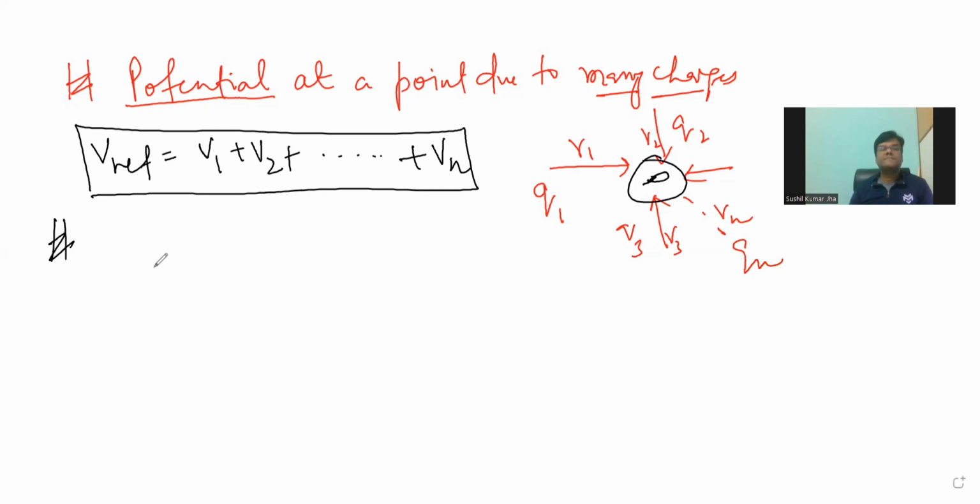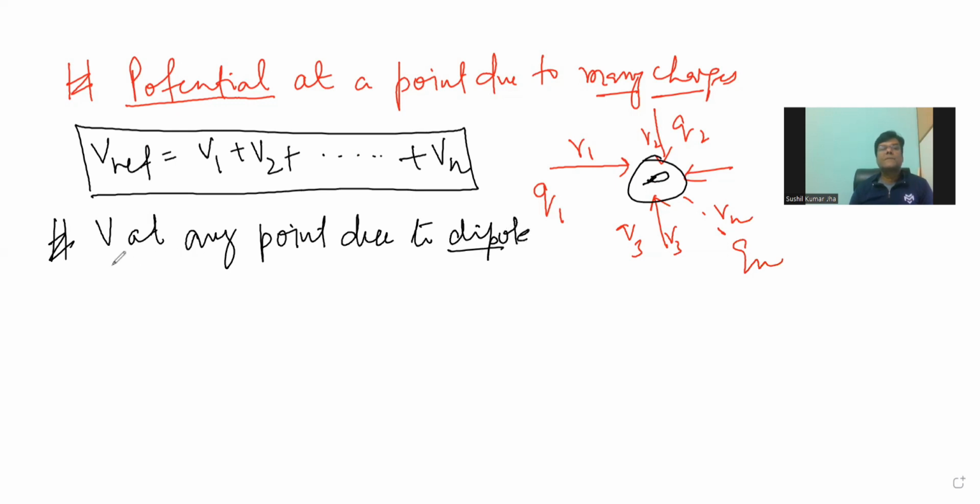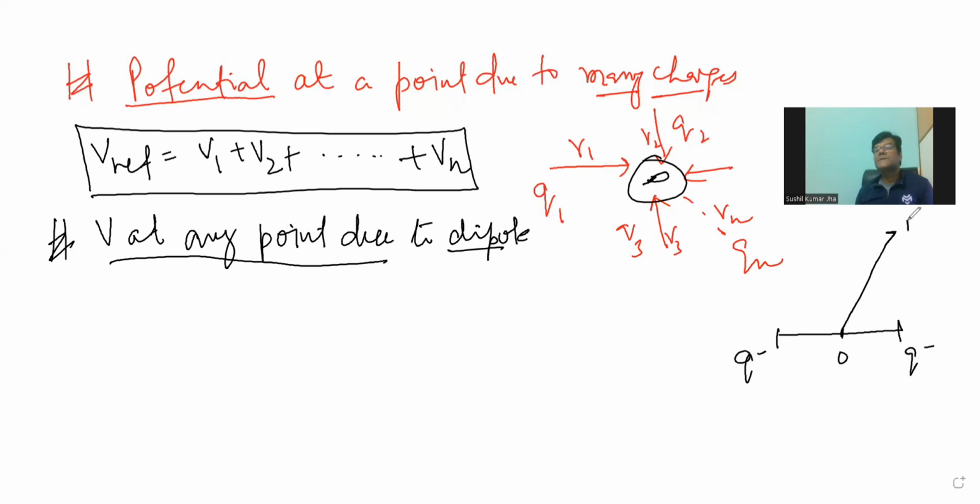Then we have electric potential at any point due to a dipole, electric dipole, right? So what we do, we take a point. First, let us take a dipole, minus Q and plus Q. This is the center of the dipole. Point P is, let's say, lying here.